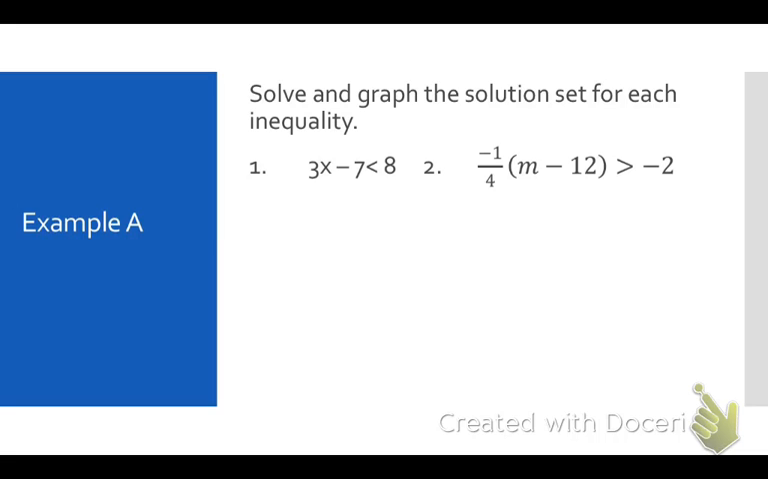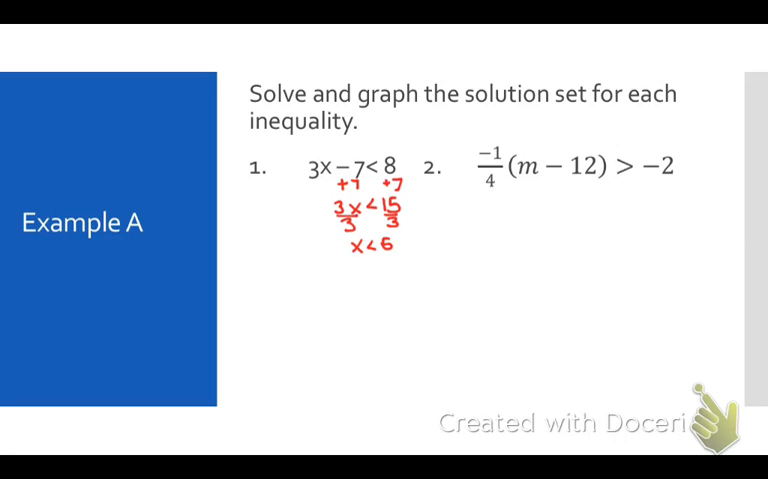So in the first two problems, we're going to look at how we solve and then represent the solution on a number line to these two inequalities. And really, it's exactly the same as solving an equation. So our goal is to isolate the variable. In the first one, I'm going to begin by adding 7 to both sides, which results in 3x is less than 15. I then divide by 3 and get x is less than 5.